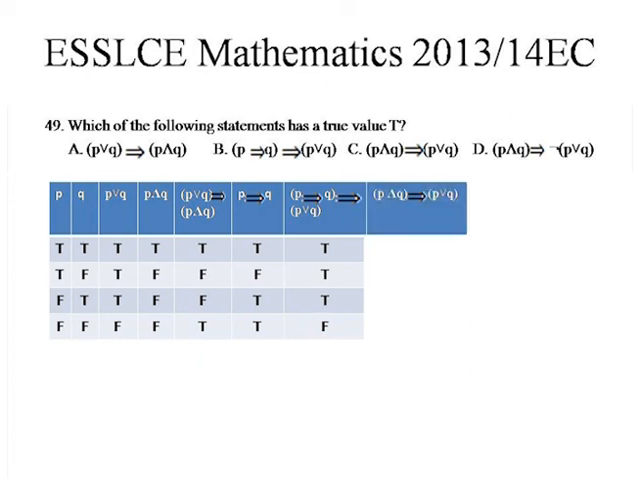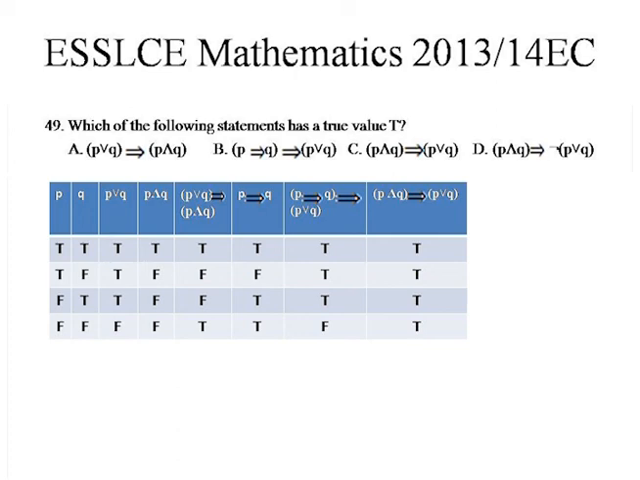Choice C, P and Q implies P or Q, meaning fourth column implies third column. That is, true implies true is true, false implies true is true, false implies true is again true, false implies false is true. So choice C has the truth value of T because all the values in the column are true.